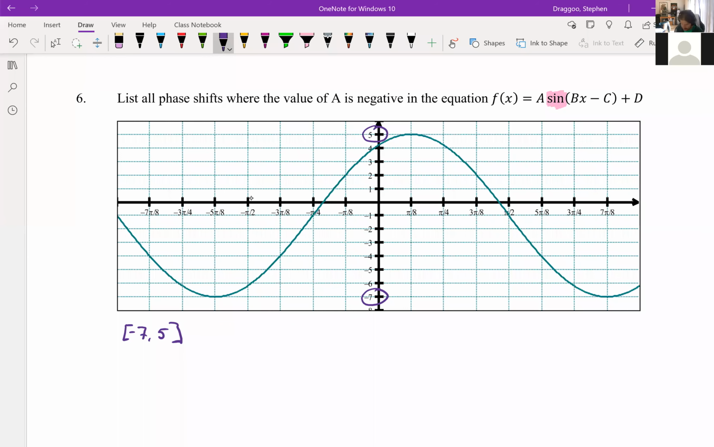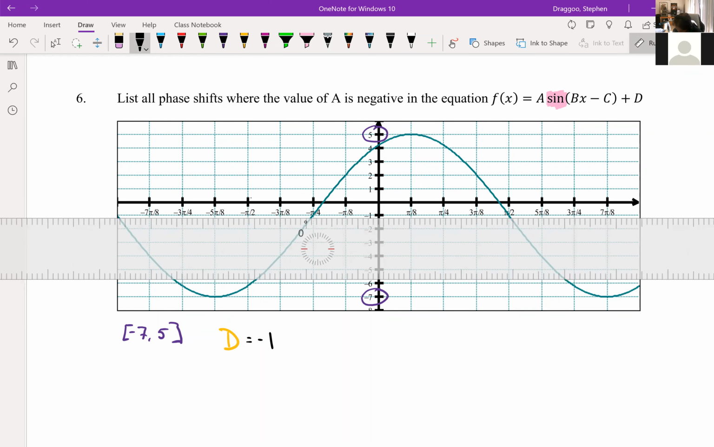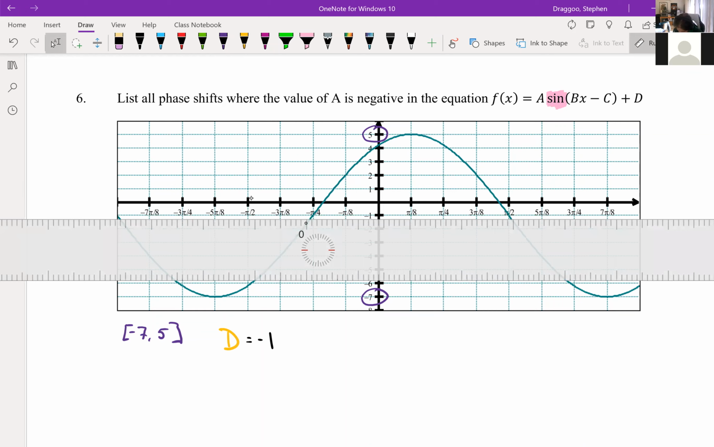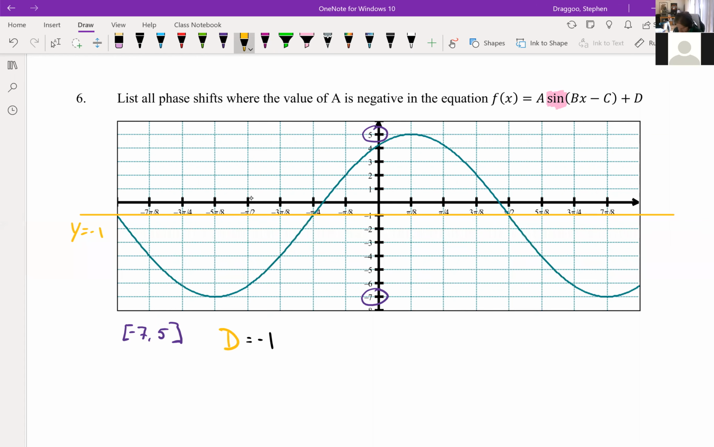Okay, so if my range is negative 7 to 5, that means that my vertical shift is going to be negative 1. So I'll help us out by drawing in that line. Looks like my ruler should be moved up just a little. Oh, hey, come on. Just a little. All right, and that'll let us pick out all of the phase shifts where A is going to come out negative.